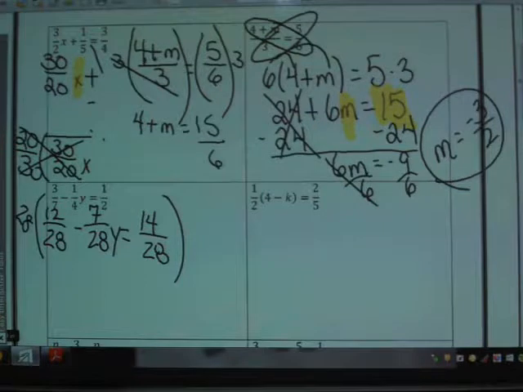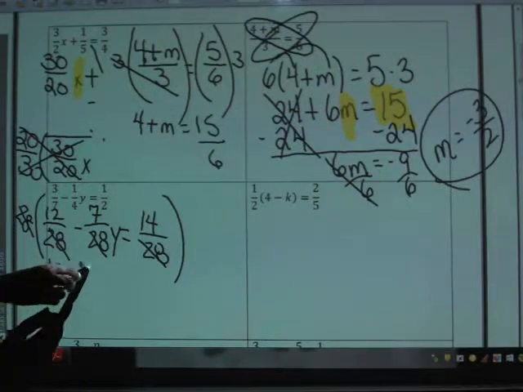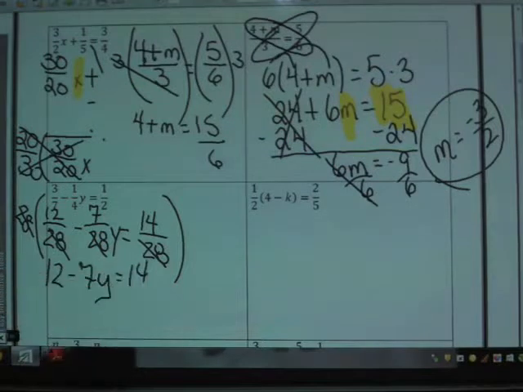What happens when you do that is it cancels this multiplier out with all the denominators, and it will totally eradicate your fractions. Notice it's changing into 12 minus 7y equals 14. The fractions are gone. That's exactly what some of you probably wanted, because writing all those fractions over and over again turns out to be a lot of work.